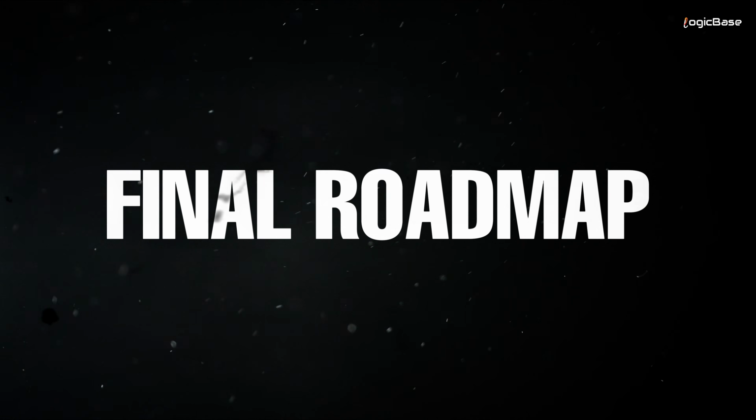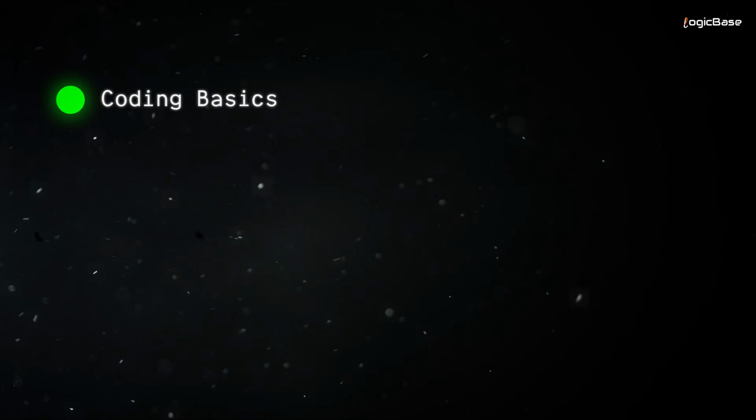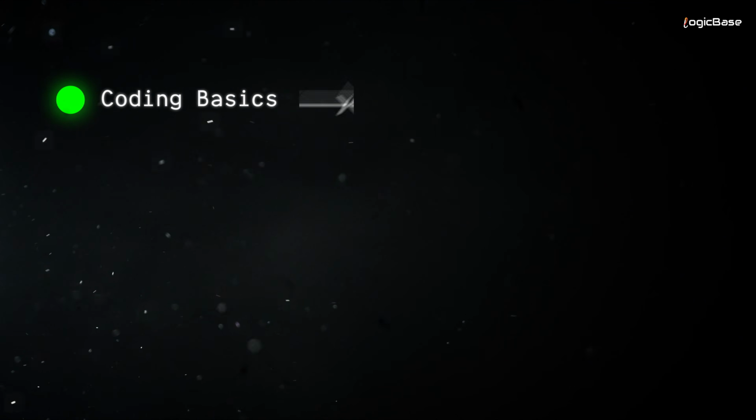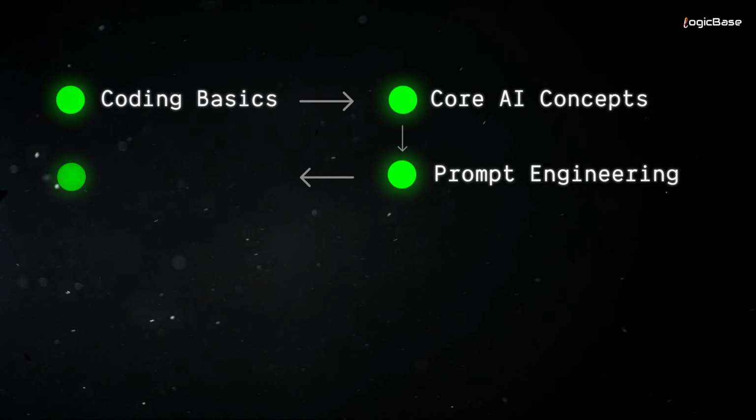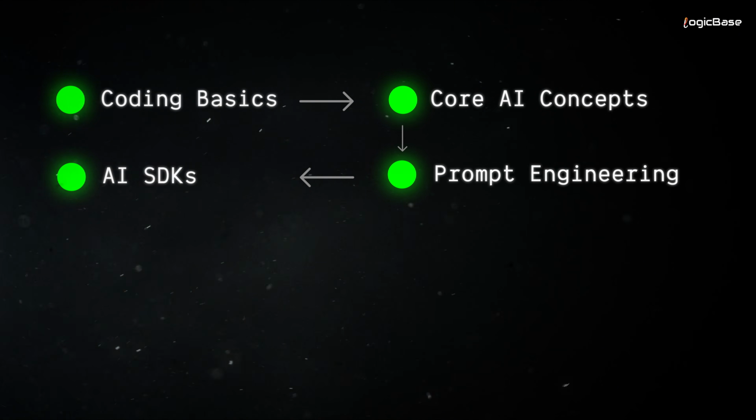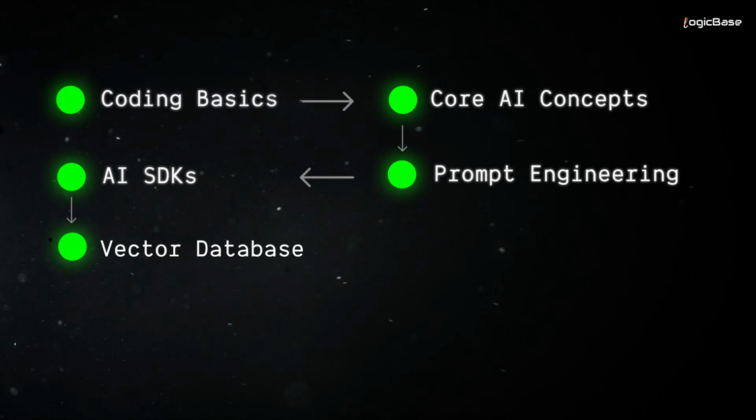So, here's your simple roadmap. You get your license with coding basics. You learn the map of core AI concepts. You order at the restaurant with prompts. You grab your toolkit with SDKs. You build your library with vector databases.